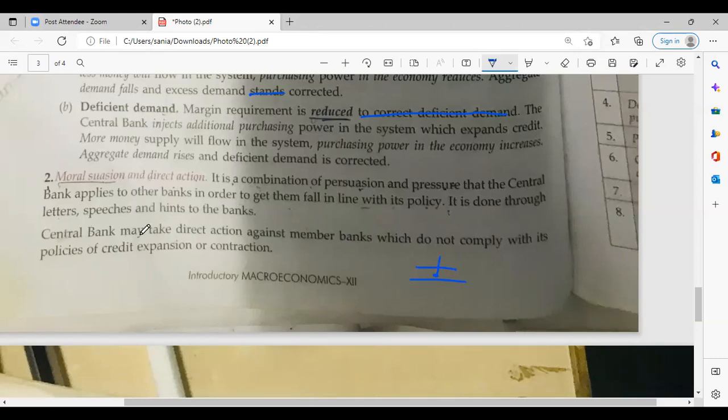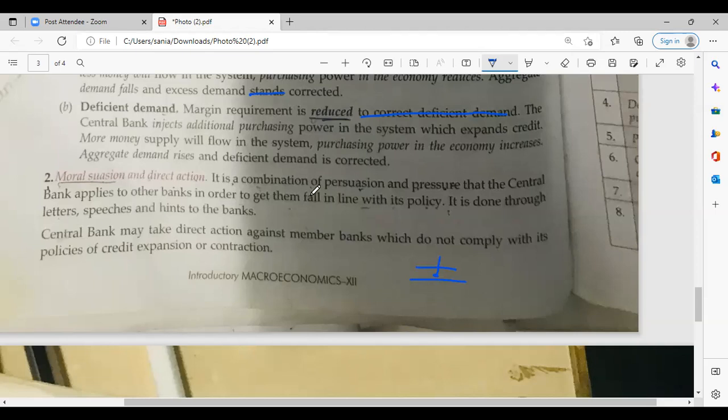What happens? The central bank takes direct action against member banks which do not comply with its policies of credit expansion or contraction. For example, you are a bank, I am the central bank. I said, Amos, you need to do this, but Amos said, okay, not an issue, and just ignored it. So as a central bank, I may take direct action. It is not compulsory that I will take it. A central bank may take direct action against member banks which do not comply with its policies of credit expansion and contraction.